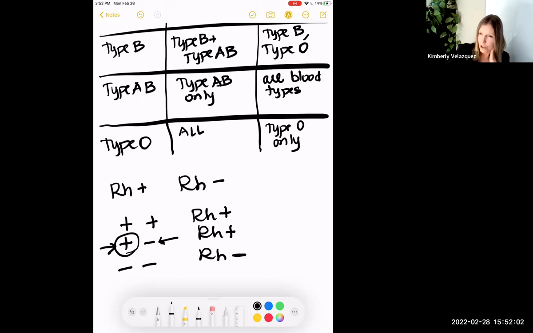This is a different marker. It's called RH because it was discovered in rhesus monkeys. This is the marker that if you have a baby with a different RH factor than you could have problems because you produce antibodies against that. And then the next baby you could have problems with.